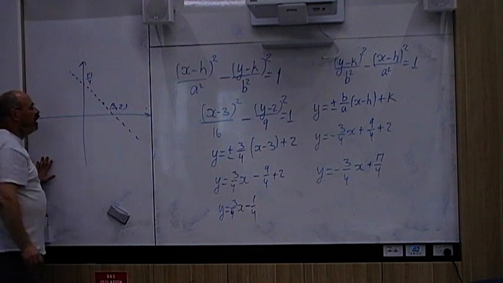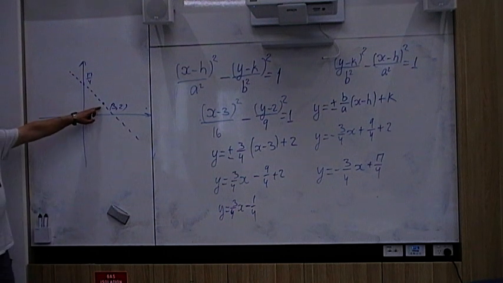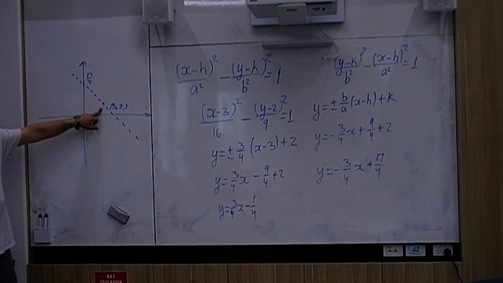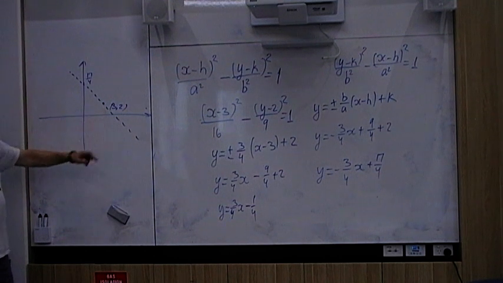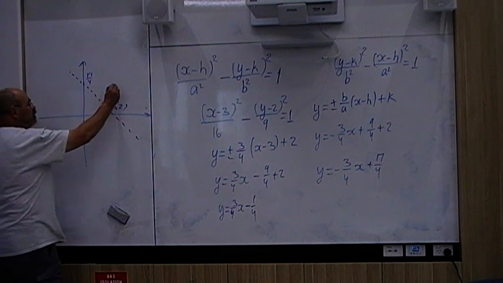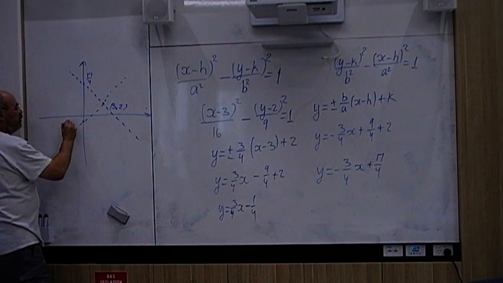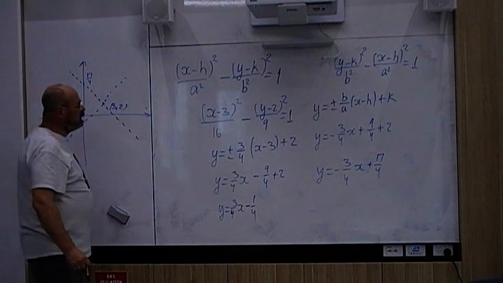Do you have to label the x-intercepts of the asymptotes? The y-intercept will be enough, because the line must go through the center, which is (3, 2). You have 2 points on one straight line. Perfect. And the other one is negative a quarter, so this is the second asymptote.